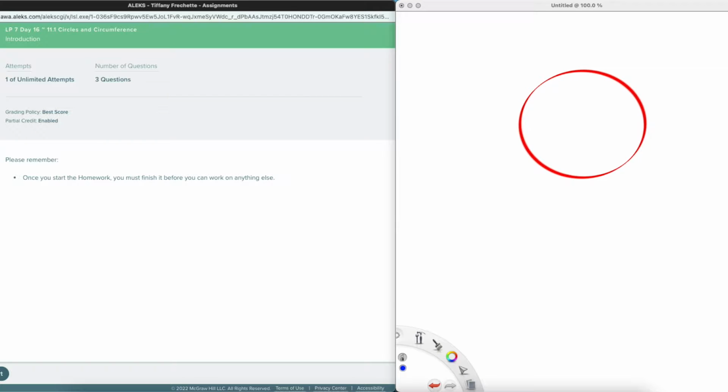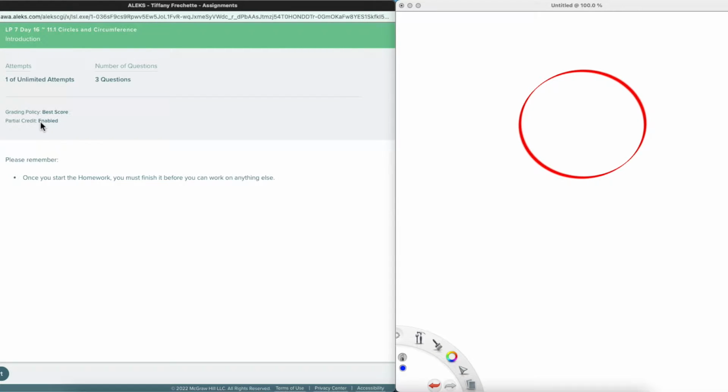So a couple things to go over just for the front screen here. You'll see a due date. I don't see it on my teacher preview, but you will see it in your student screen. We always have unlimited attempts on homework, tests, and quizzes. Number of questions just tells you how many are on this particular assignment. Grading policy is always best score, so whichever attempt is the best one is the one you keep.